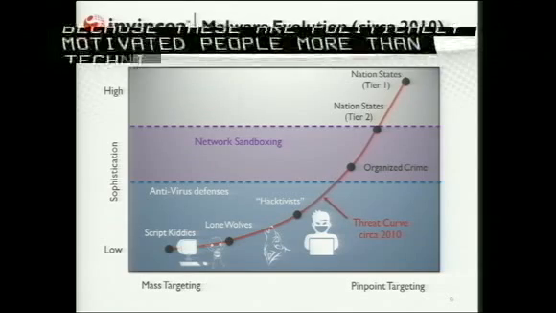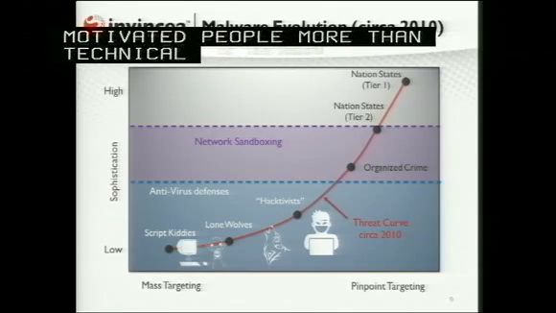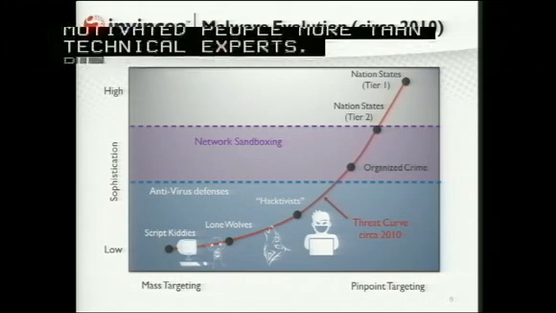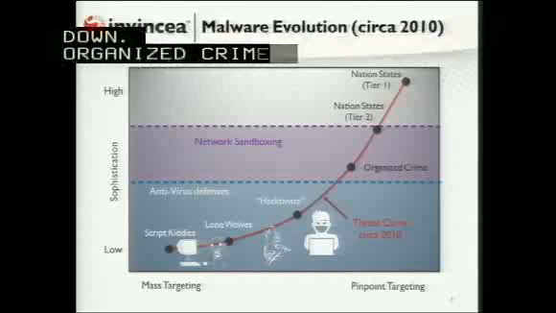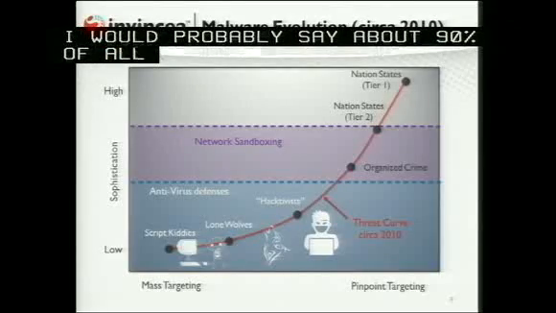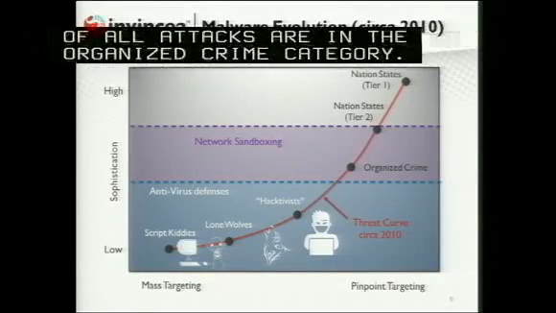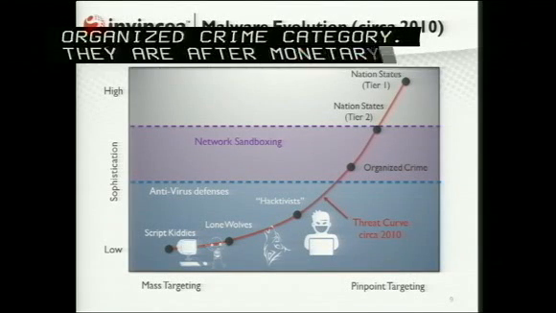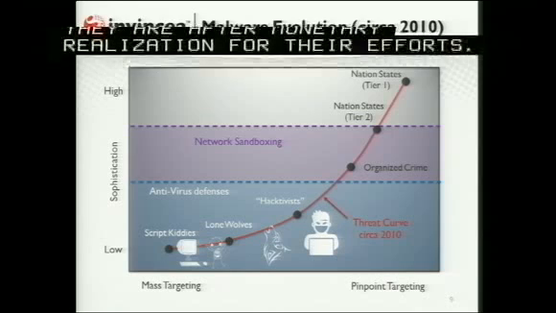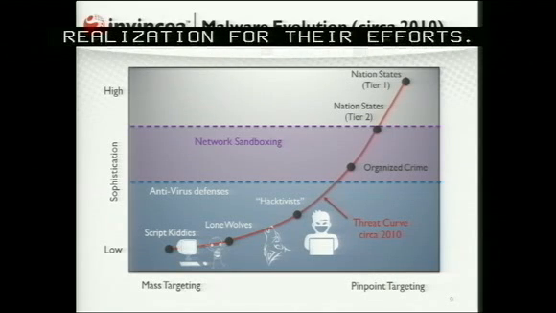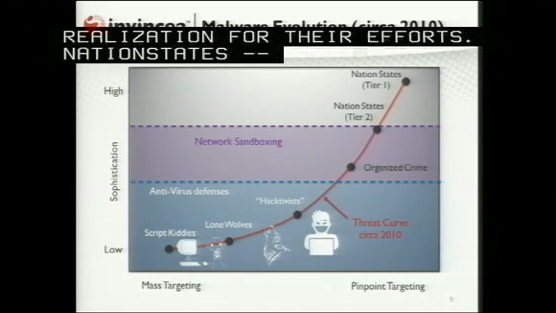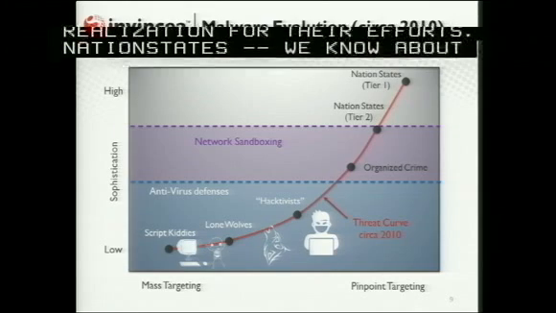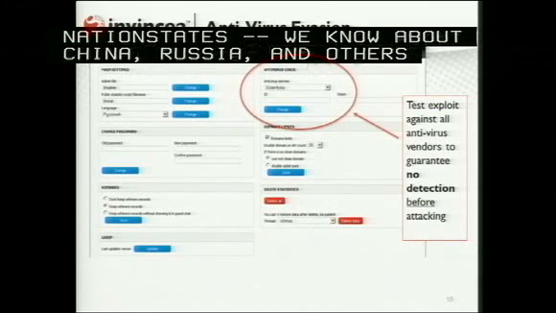Organized crime, this is a huge business. In fact, I would probably say about 98% of all attacks are in the organized crime category, simply because they're after monetary realization for their efforts. And it's a huge business, very, very large business. And nation states, of course, we all know about China, Russia, and others that are doing targeted attacks against U.S. firms and U.S. government.